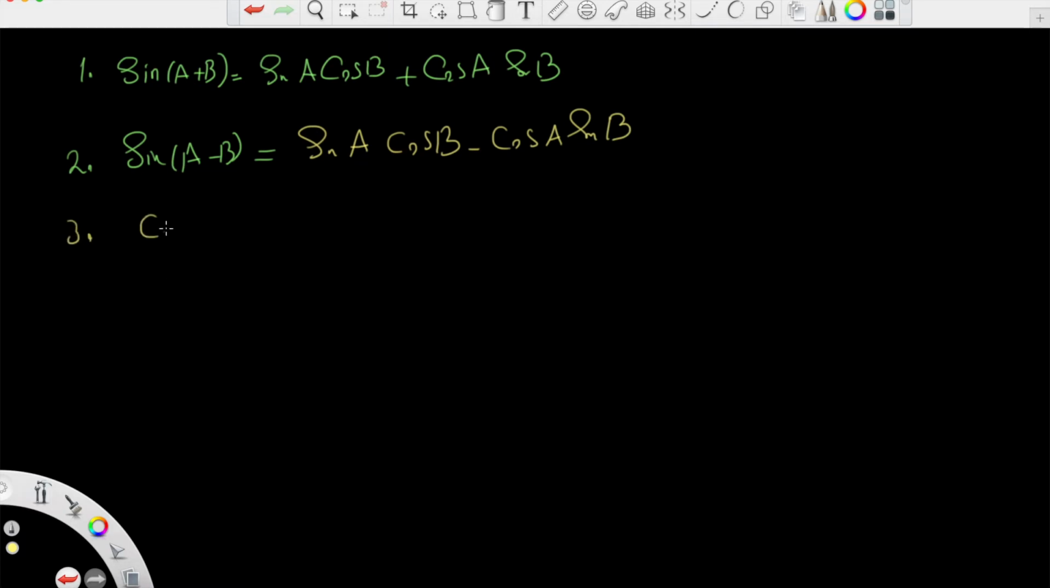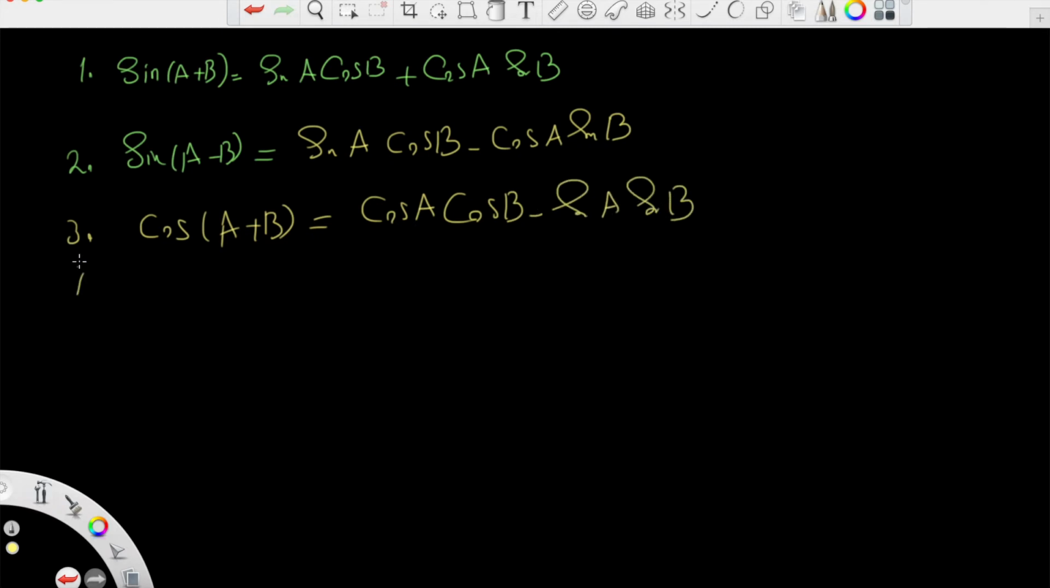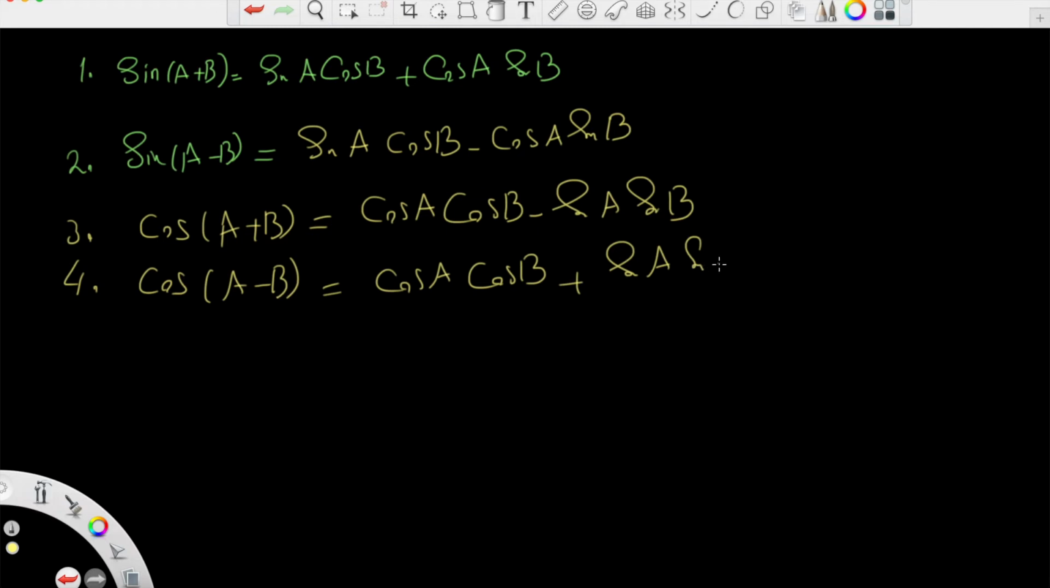Then for the cosine of A plus B, we have this formula: cosine of A cosine of B minus sine of A sine of B. And if you have cosine of A minus B, it will be cosine of A cosine of B plus sine of A sine of B.